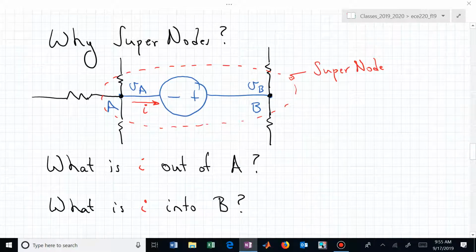It's going to be whatever it needs to be. If that voltage source has a value of V, that's an independent voltage source, it's going to give you whatever I needs to be to maintain V across nodes A and B. Meaning, what is I out of A? It's really unknown. And what is I into B? It's the same I. That's also unknown.